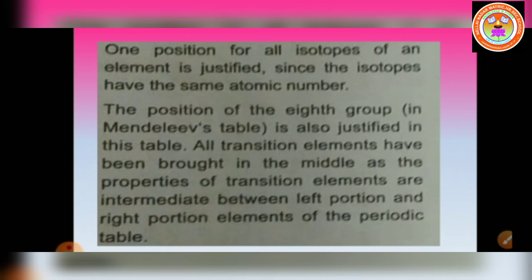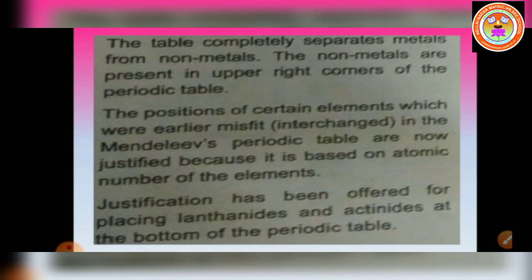The position of the 8th group is also justified in this table, and this table completely separates metals from non-metals. The non-metals are present in the upper right corner of the periodic table. Justification has been offered for placing lanthanides and actinides at the bottom of the periodic table.